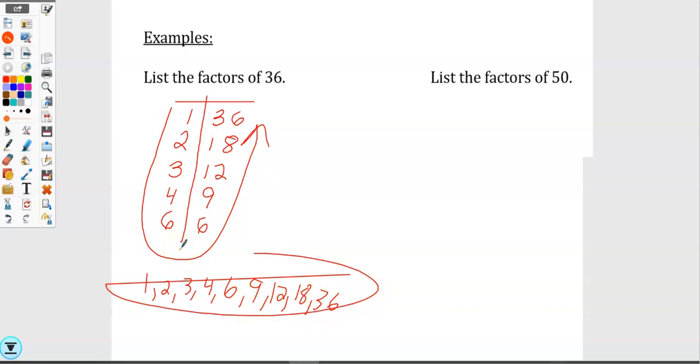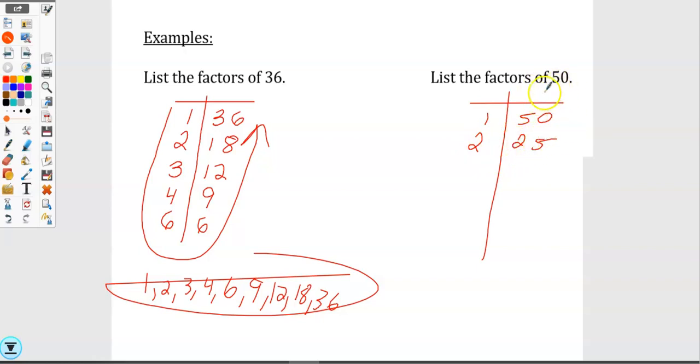So now I'm again going to ask you to pause the video here and do the factors of 50, and then come back and watch the video. Now that you've had a chance to list the factors of 50, we're going to go through here to make sure that you did it correctly. Again, we're always going to start with 1, so it's going to be 1 and 50. Move on to 2, and that's going to be 2 and 25.